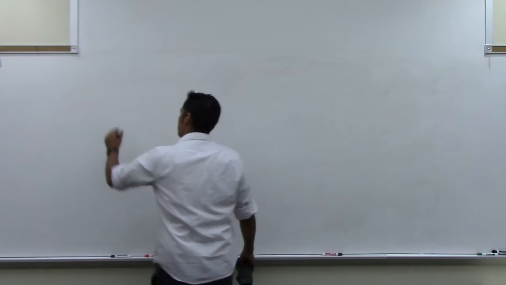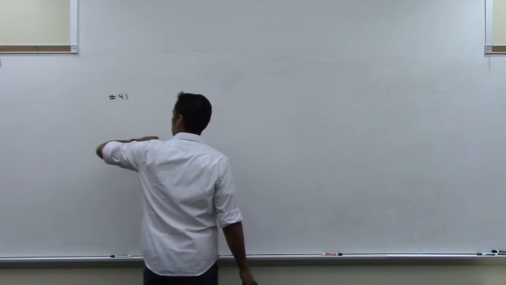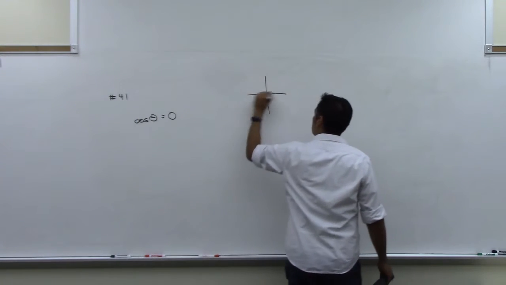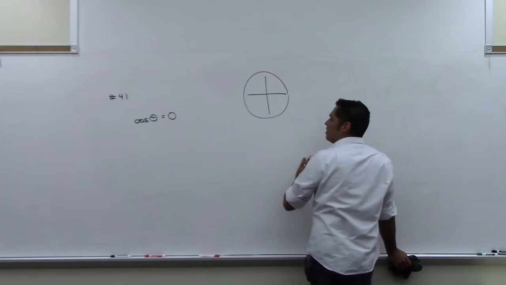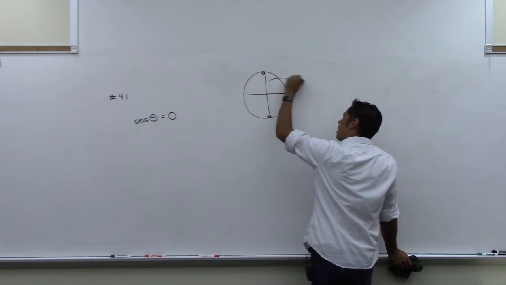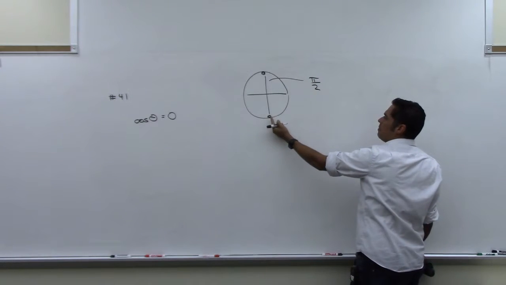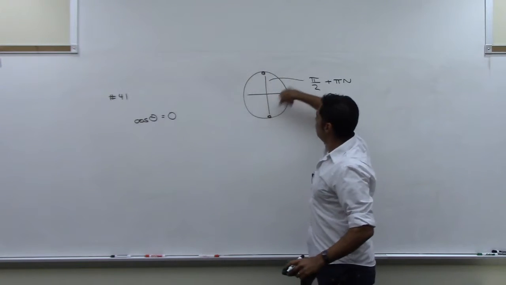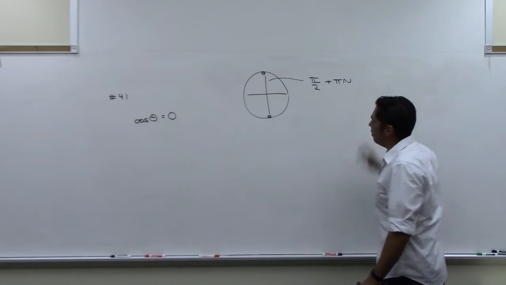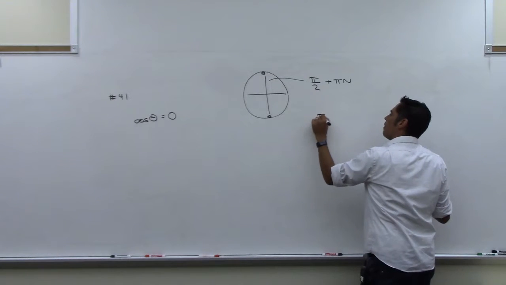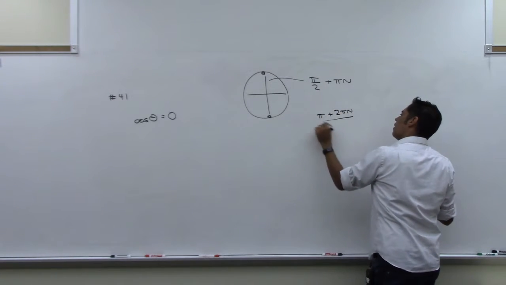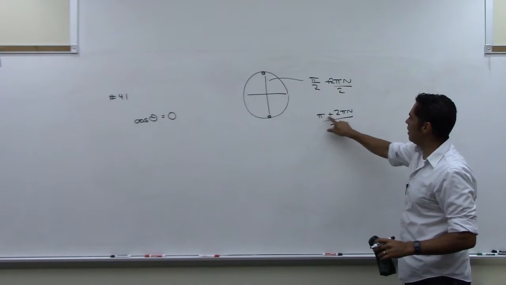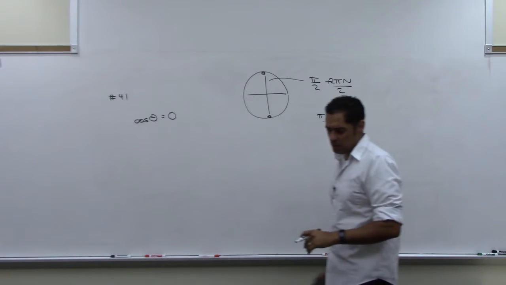All right, 41. Cosine theta is 0. Okay, I'm not sure why they're giving you this one. This one's pretty basic here. That means when's the x-coordinate 0? It happens here and here. That angle's pi over 2. This angle's 3 pi over 2, but it doesn't matter, because if I just add half rotations to this, I get them all. So pi over 2 plus pi n. Let's get a common denominator. So I just multiplied 2 on top here, 2 on the bottom here, put them together. And remember, you cannot put these two together, right? You just leave them apart. So that's our general.